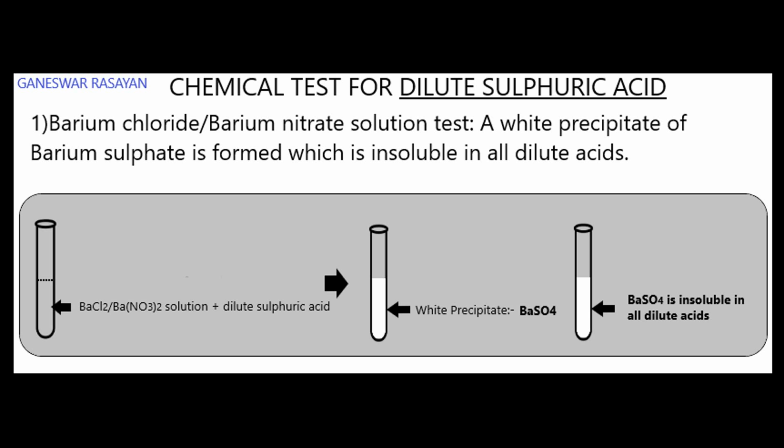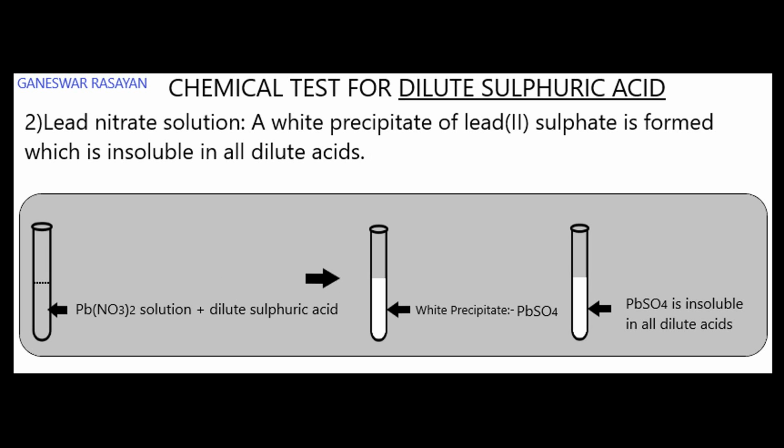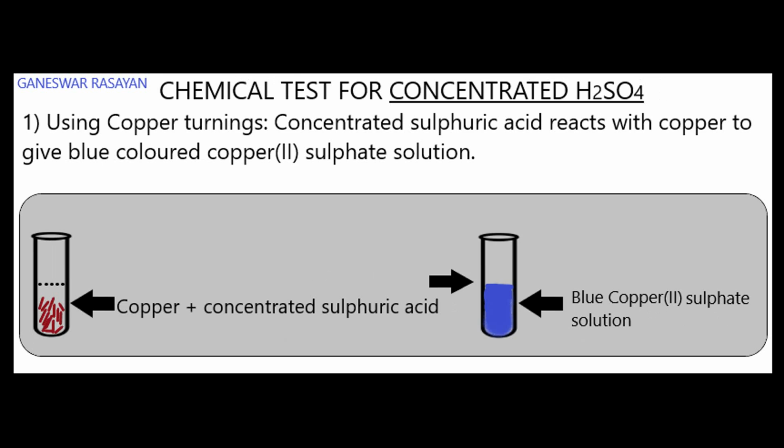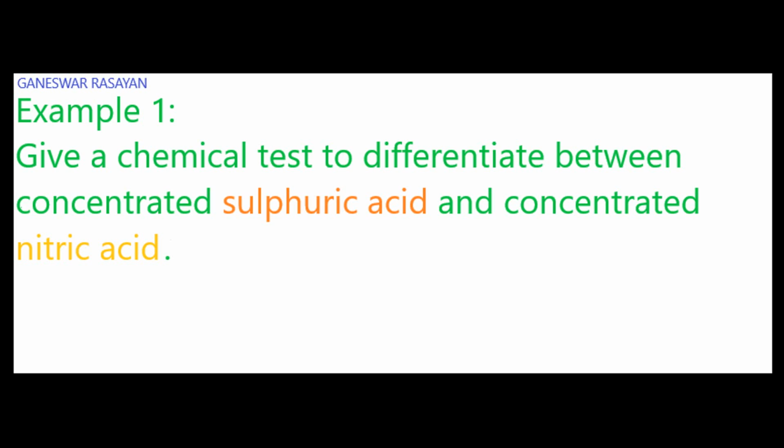The chemical test for dilute sulfuric acid is the barium chloride or barium nitrate solution test. A white precipitate of barium sulfate is formed, which is insoluble in all dilute acids. Another chemical test for dilute sulfuric acid is its reaction with lead nitrate solution. A white precipitate of lead-2 sulfate is formed, which is insoluble in all dilute acids. The chemical test for concentrated sulfuric acid is its reaction with copper turnings. Concentrated sulfuric acid reacts with copper to give blue-colored copper-2 sulfate solution.